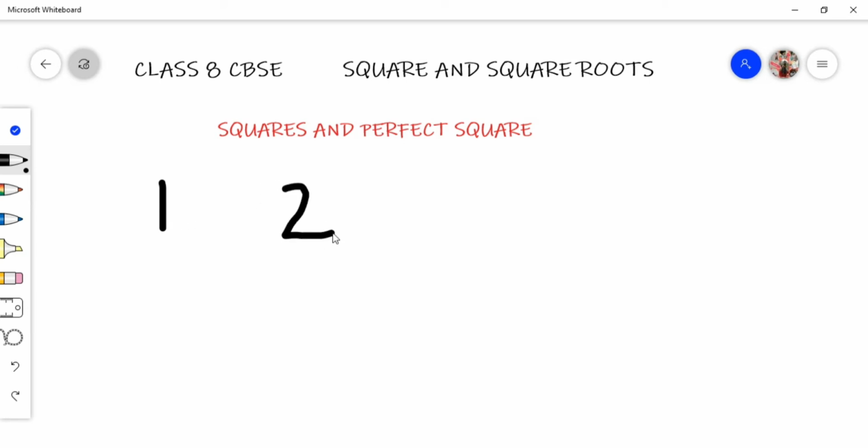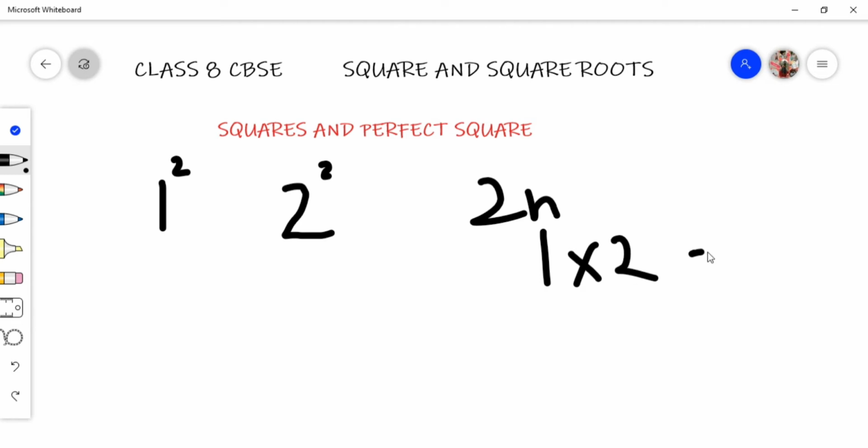the square of 2 is equal to 4. So you should find the squares of those numbers. Between the squares of these two numbers, there are 2n non-perfect square numbers. That means 1 into 2 is equal to 2. So we check with this formula: 1 squared is equal to 1 and 2 squared is equal to 4.